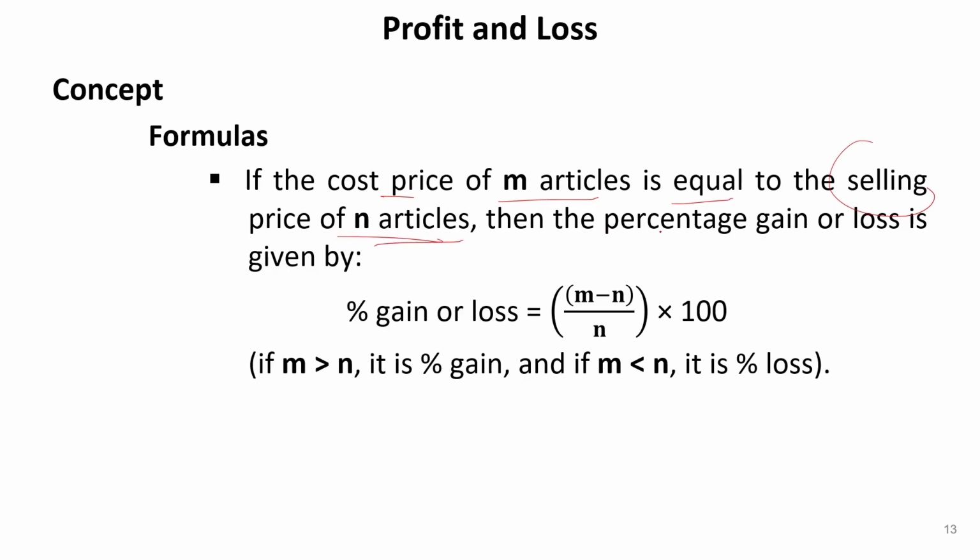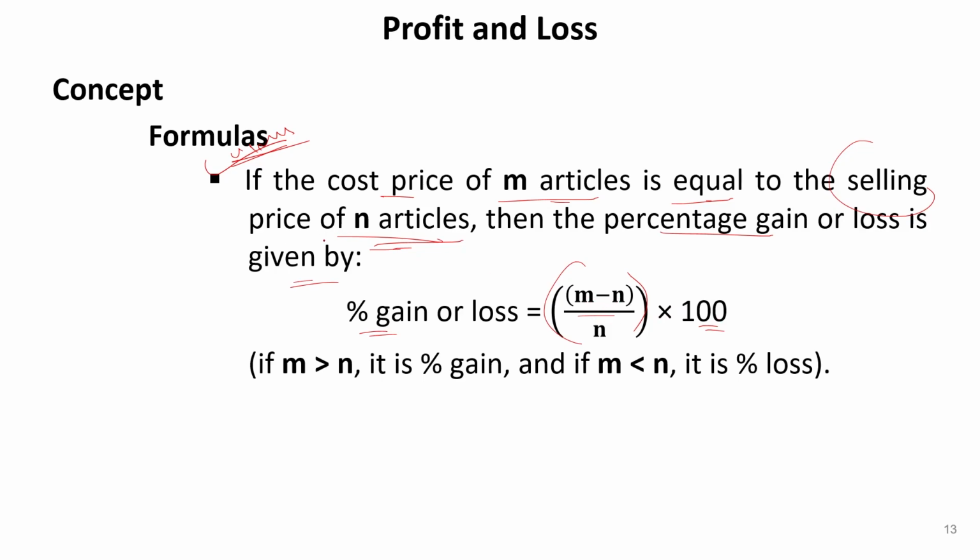Okay. So if the cost price of M articles is equal to the selling price of N articles, then the percentage gain or loss is given by (M minus N) whole by N into 100. Okay, this is a very important formula. So please remember this. If the cost price of M articles is equal to the selling price of N articles, then the gain or loss percentage is (M minus N) whole by N into 100.